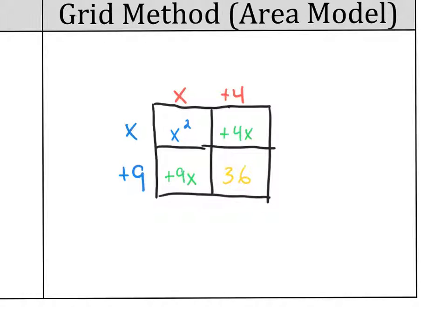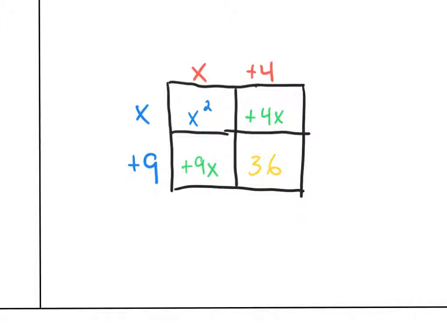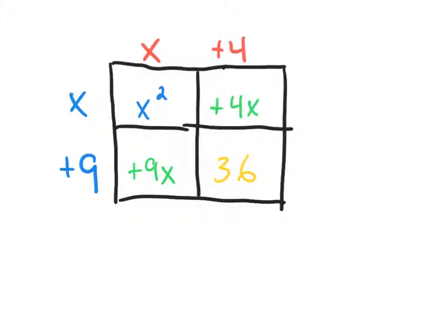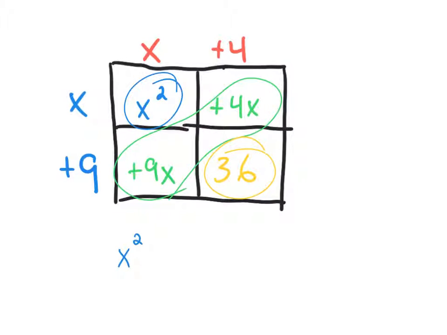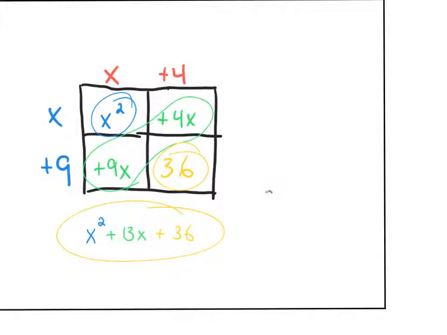Now there's a reason I color coordinated these, because what's going to happen is we need to combine like terms now. Notice that x squared is by itself, and this 36 is by itself. In other words, there's no other like terms to combine with. So x squared comes down. The greens here combine. 9x plus 4x is 13x. And the 36 comes down as a positive 36. So don't forget over here to combine like terms.